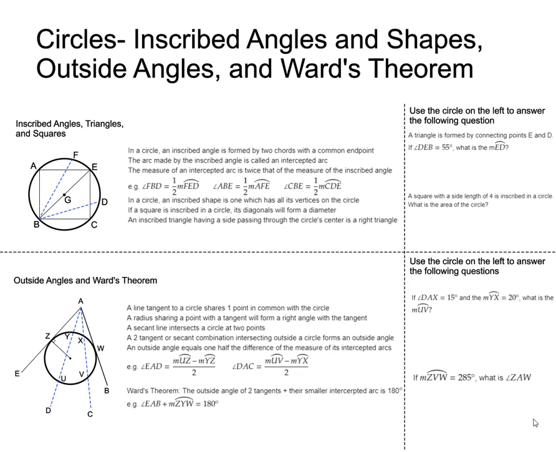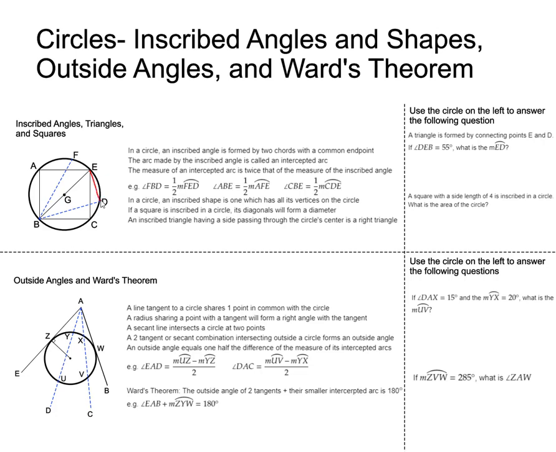Now that we've gone over some of those points, let's do a couple of practice problems. For the first problem, we're going to use the circle on the left. A triangle is formed by connecting points E and D. If angle DEB is equal to 55 degrees, what is the measure of arc ED? So what we have here, let's connect points E and D. So I'm going to draw that in roughly in red.